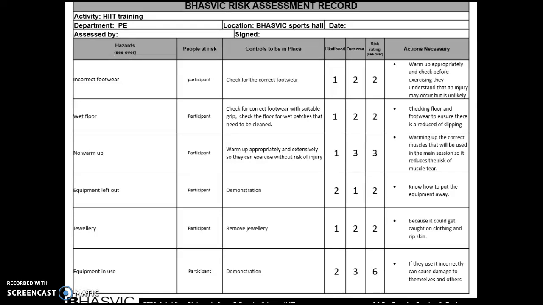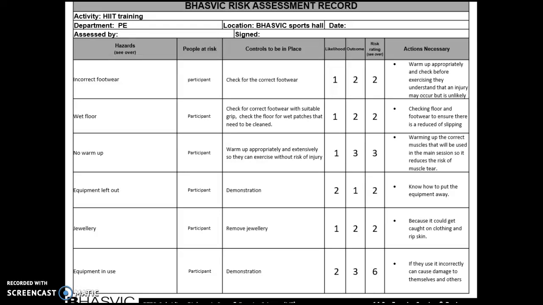So for incorrect footwear, check for the correct footwear before the session starts. You've got to make sure the client's got appropriate footwear, otherwise it can cause an injury to occur. If the shoe doesn't have ankle support or anything like that, we're going to be carrying out high intensity training, so they're going to need to do movements in many directions.